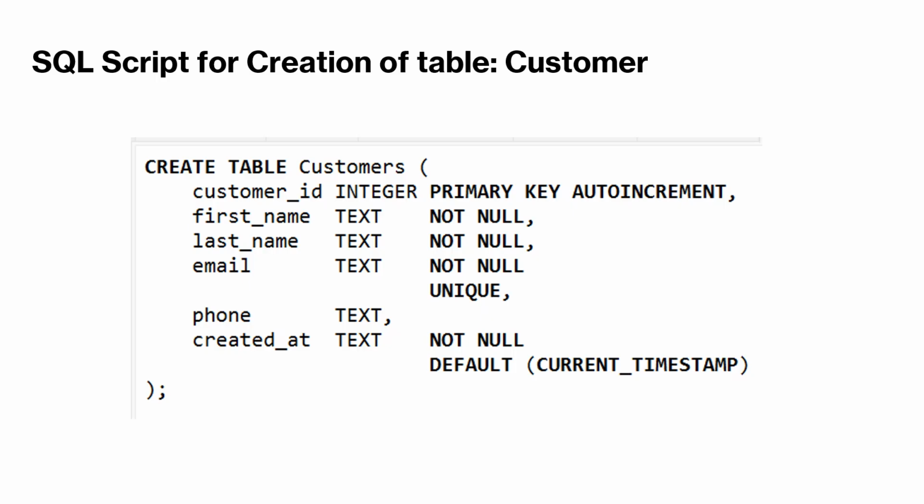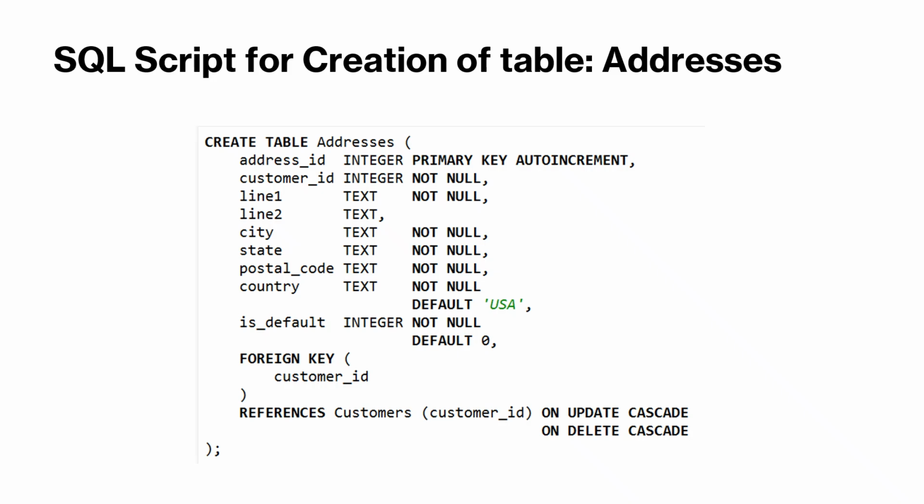So next is the SQL script for creation of the table address. We have used address ID as the primary key, and here we have used customer ID as the foreign key with reference to customer ID from the customers table. We have used on update cascade and on delete cascade so that updates and deletes in the main customers table can be applied automatically in the foreign key.